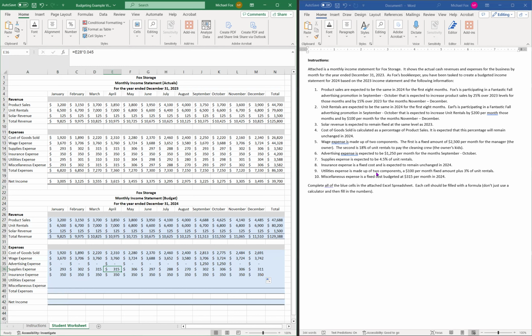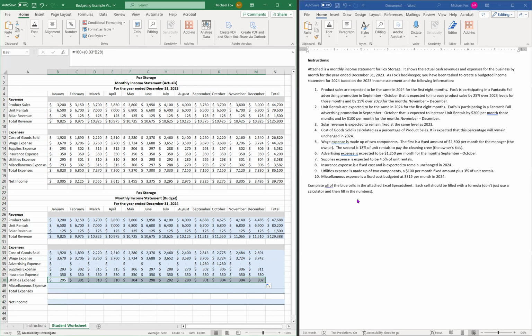Number 9, utilities expense is made up of 2 components, $100 per month fixed, plus 3% of unit rentals. I'm going to say this equals 100 plus, and I'll use my parenthesis, 0.03 for 3% times the unit rental amount. I'll fill it across. That'll be my projections for utility expense.